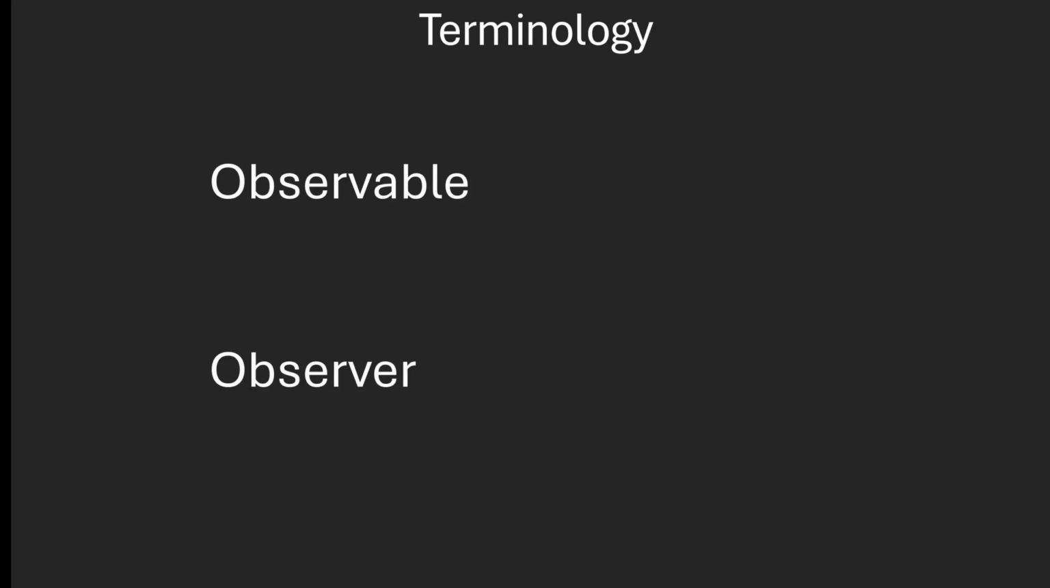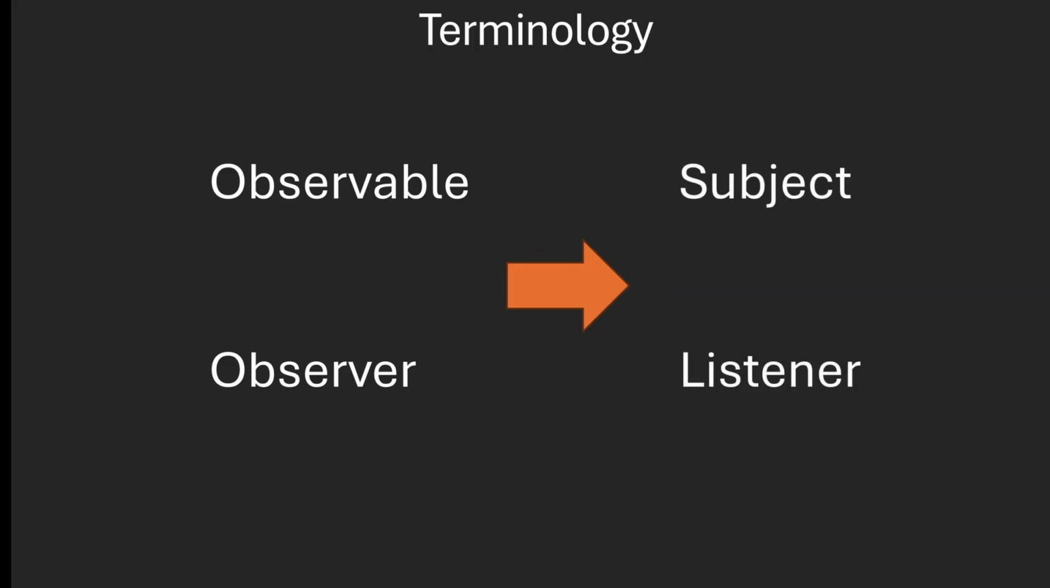But first, I want to get some terminology in place. In the original pattern, we had something called an observable. That would be our source, or temperature sensor. And we had observers, which are the classes interested in the changes. I want to rename these. I tend to fumble over observer and observable too often. And in newer terms, you will more often see listener being used. So I will rename the original terms. Observable becomes subject, and observer becomes listener.